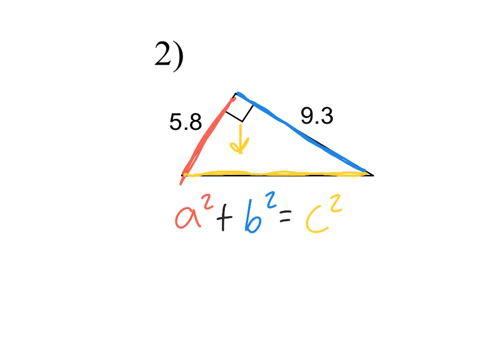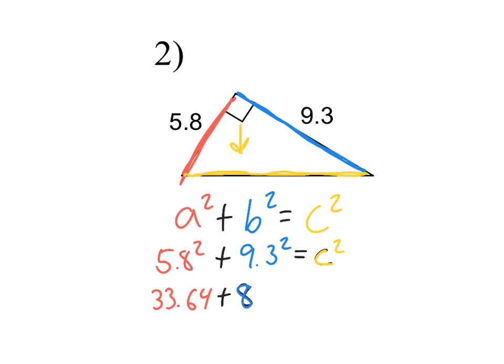Now I just start plugging in numbers. So I have 5.8 squared plus my 9.3 squared is going to be equal to my c squared. I'm going to do 5.8 times 5.8, and I get 33.64, plus, now I'm going to do 9.3 times 9.3, and I get 86.49, that is equal to my c squared.